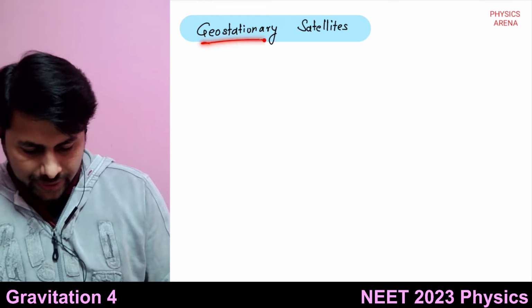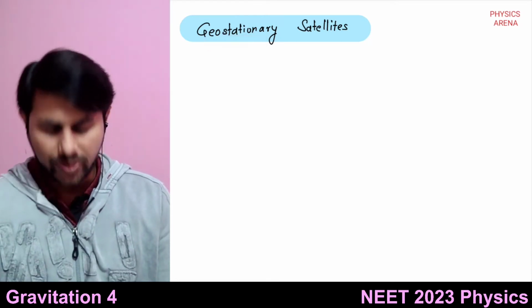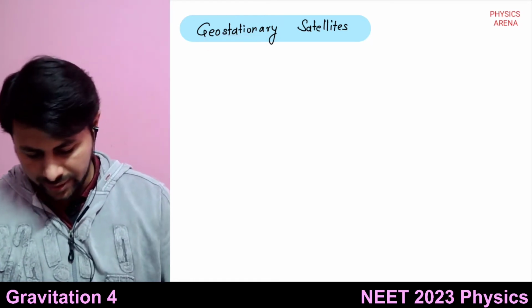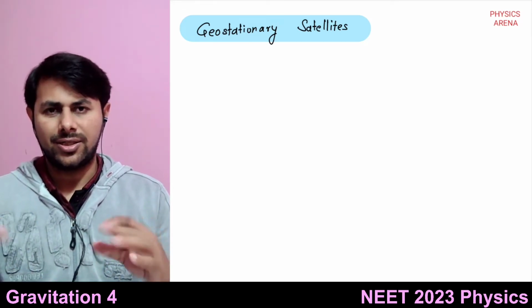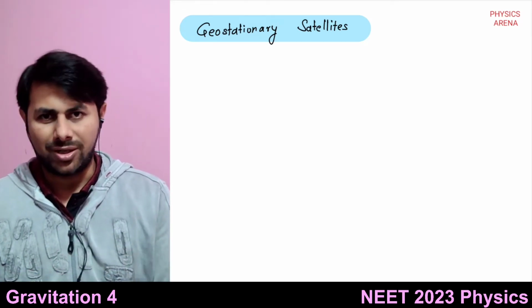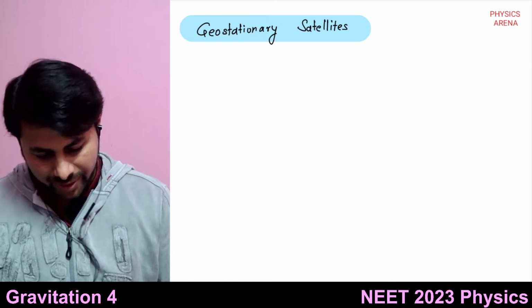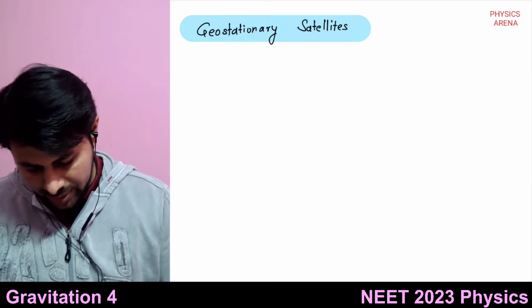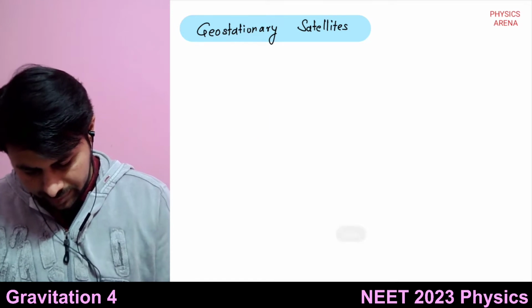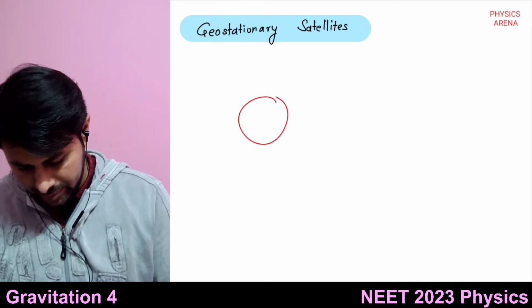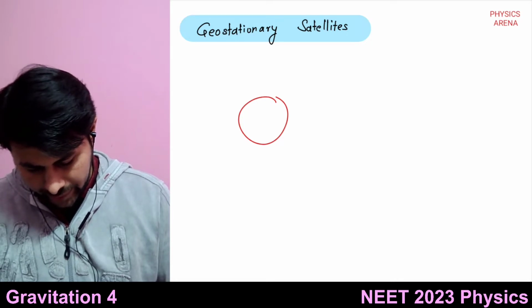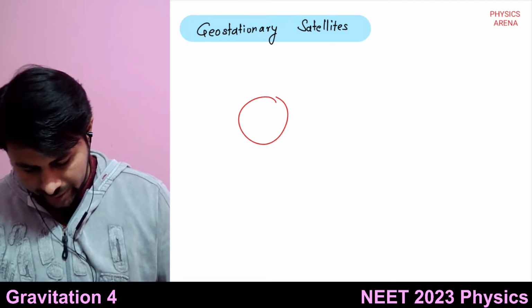Let's talk about geostationary satellites. So what is a geostationary satellite? It's a satellite which remains stationary with respect to the Earth. Okay. So what would that mean? So now let's suppose this is Earth, and you have some satellite revolving around Earth.